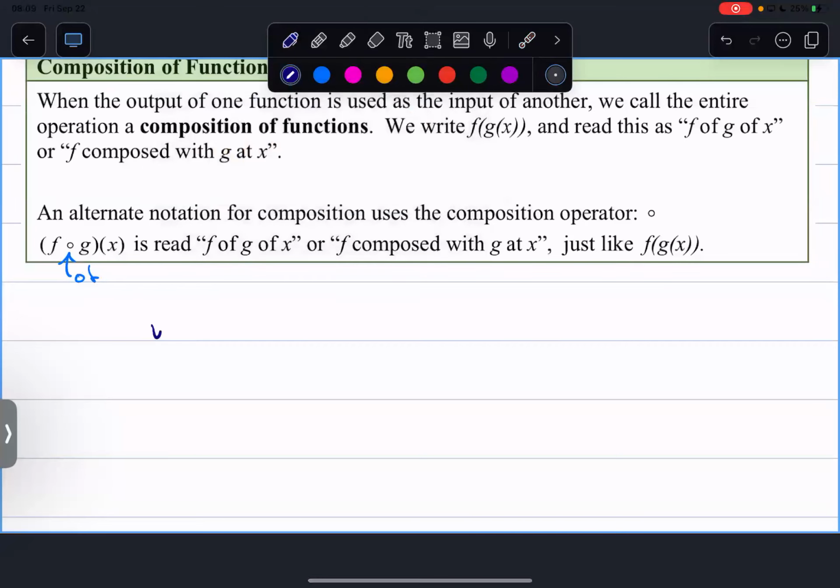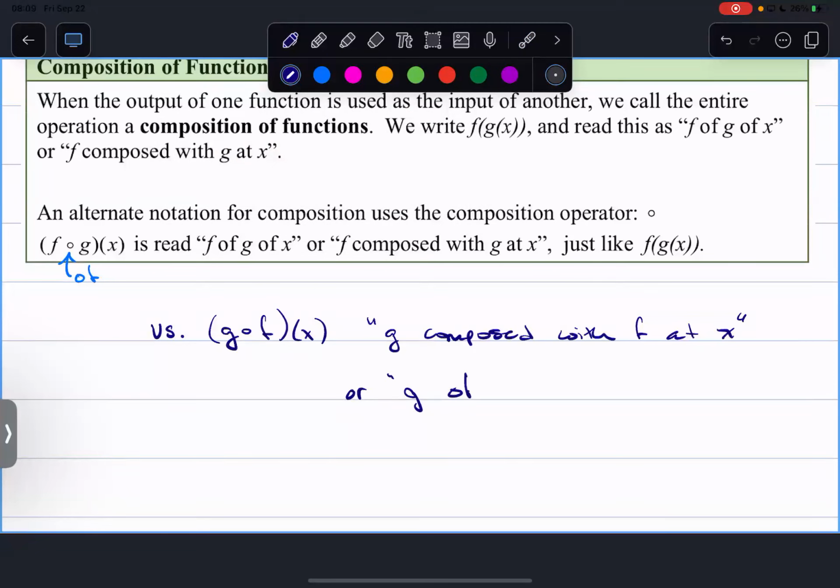Versus what? Versus, oops, open dot. If we have this, now f of x is going into g of x, right? So here, this is g composed with f at x, right? Or g of f of x. So the order matters here. Order matters.